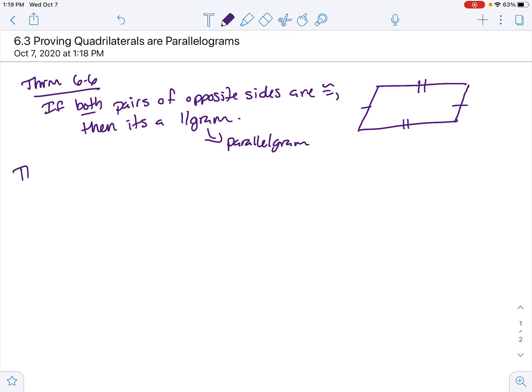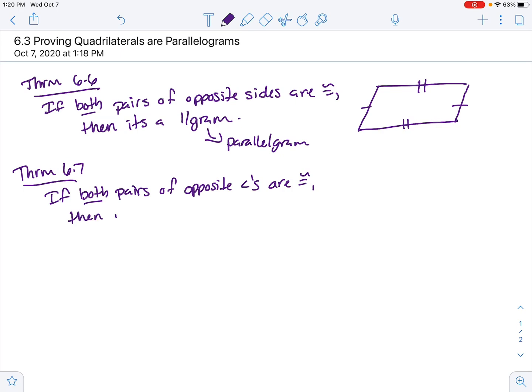Okay, next one, theorem 6.7. If both pairs of opposite angles in a quadrilateral are congruent, then it's a parallelogram. Okay, what's that mean? That means if I have a quadrilateral, a four-sided figure, and both pairs of opposite angles are congruent, then it's a parallelogram.